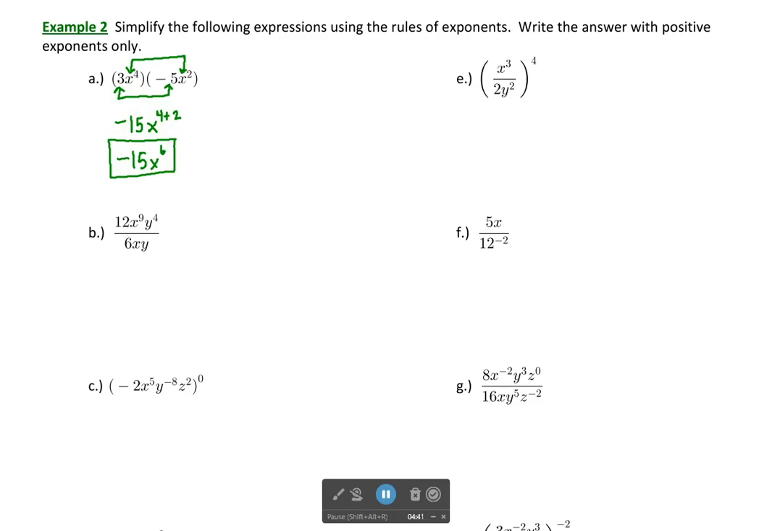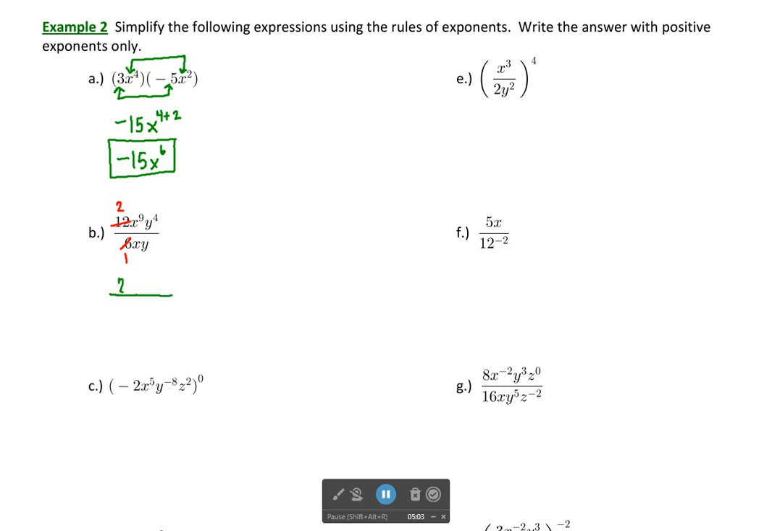12x to the 9th y to the 4th divided by 6xy. Now the first thing I'm going to do is reduce the numbers. 12 and 6 have a common factor of 6. 6 divided by 6 is 1, and 12 divided by 6 is 2. So our resulting fraction here is going to have a numerator of 2.